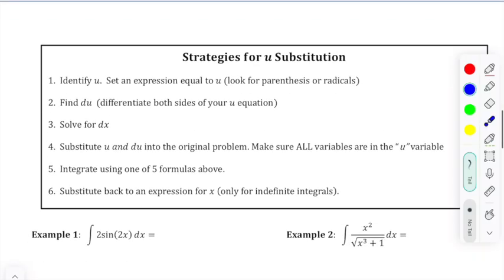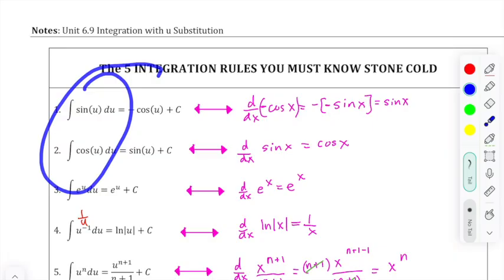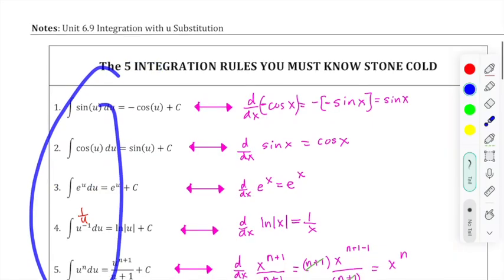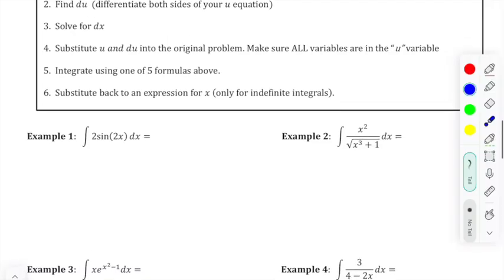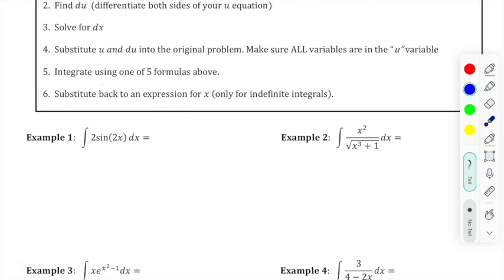Okay, so moving on. So here are the strategies for U substitution, and this will make sense as we do examples. But the first thing is to always find U and then take its derivative as the second step. Now, after you do both of those, you're going to solve for dx. And again, this will make sense when we do examples. And then you basically substitute what you found in steps 1, 2, and 3 back into the equation. And then once you do, you're going to get something like this. So one of these 5. And then you take its integral, and then you have to substitute back in for x.